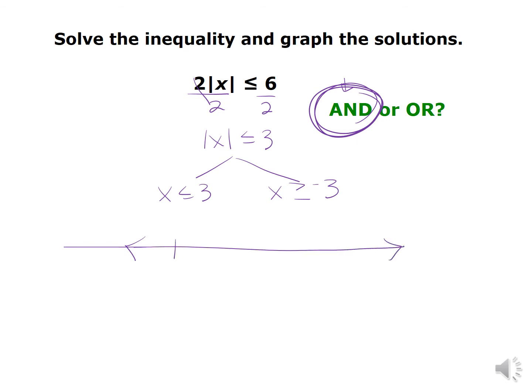Negative 3 is the smallest number, and it's greater than that. And then positive 3 is over here, and it's less than that. And so our answer looks like, here we go. There is our answer. Okay, so there is your answer.